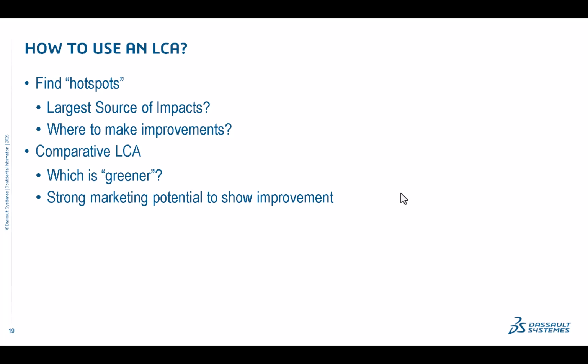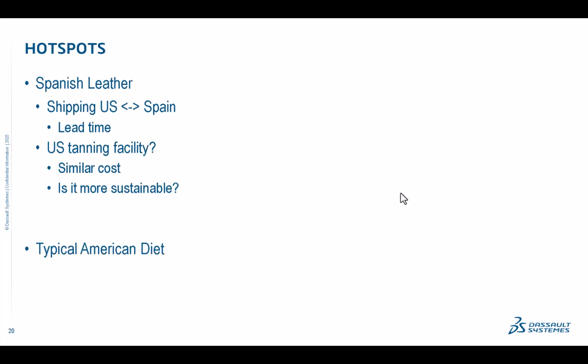One of the most popular uses for LCA is comparative LCA, where you take two alternatives and determine which is greener. So it could be your older product compared to your newer product, your product compared to a competitor's product. It is very common to use comparative LCA in marketing and to differentiate one product from another. First, let's talk about using LCA for hotspots, and we'll look at two examples.